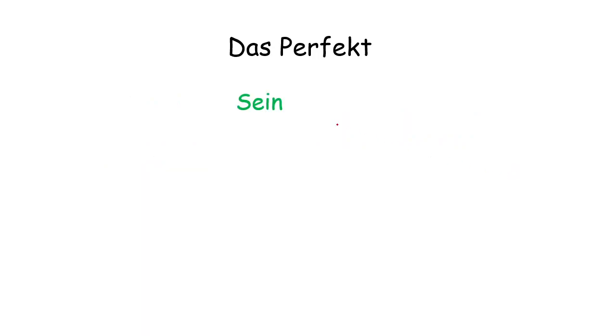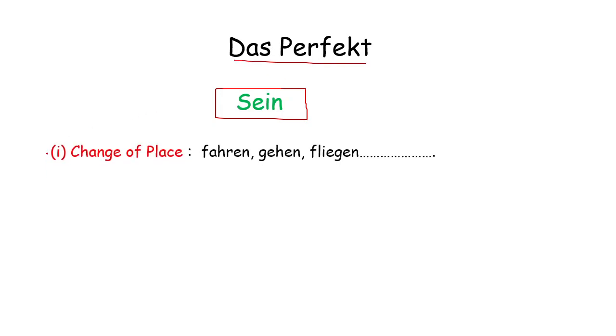Let's see the sein verb. In which case are we going to use the sein verb at the second position in perfect tense? Change of place. Those verbs in which we change place. We start from one place and we reach another place, from A to B. Like fahren, gehen, fliegen. Fahren to go, to drive, gehen to go, fliegen to fly. We start from one place, we reach another place. We use the sein verb at the second position in perfect tense.